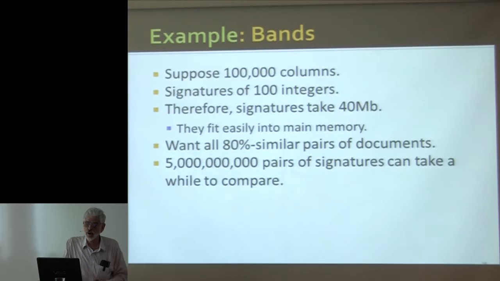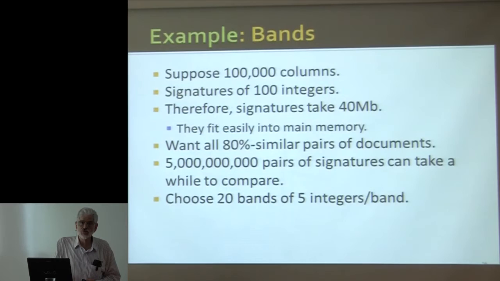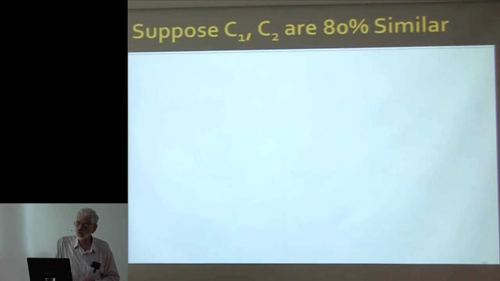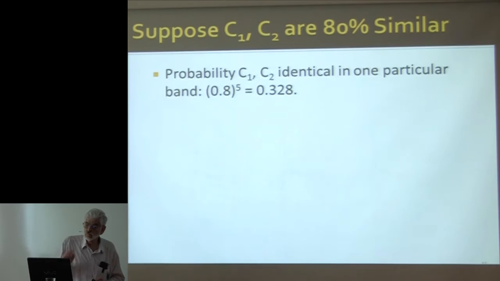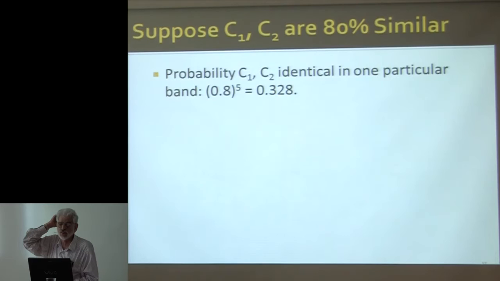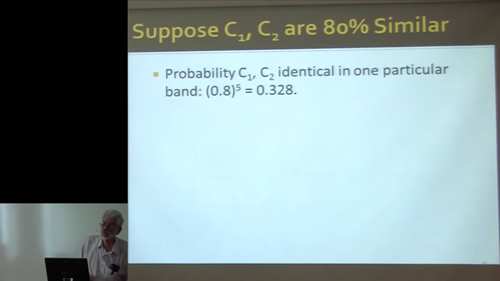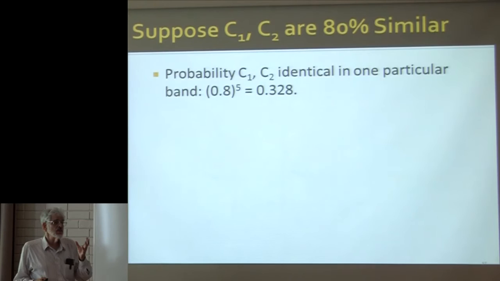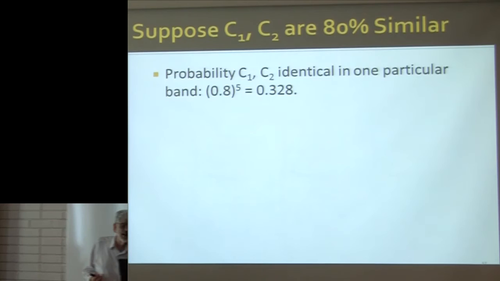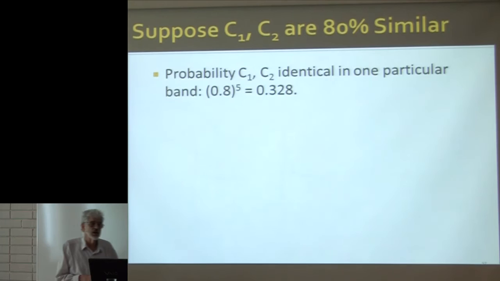I'm going to choose 20 bands, 5 integers per band. Again, 5 times 20 is 100. Now, let's look at two columns that just meet the threshold. That is, they're 80% similar. What is the probability that they will be identical in a band of 5 rows? Well, it's 0.8 to the 5th power, and that's 0.328. Now, that's not too good, right? Even if these sets are 80% similar, in any particular band they only have about a third of a chance of becoming candidates.